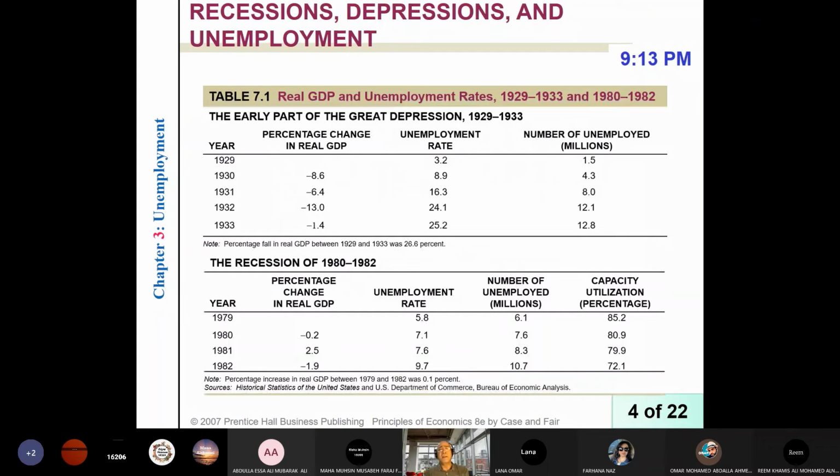The first one occurs during the Great Depression in the 1930s. See here, the percentage change in real GDP, which is called the economic growth rate. We understand how to calculate the economic growth rate. Here it is minus 8%. 8% is a huge decrease. During a recession, it is minus 1% or at least minus 2%. But when it becomes 8% and it takes several years, it is a depression rather than a recession.